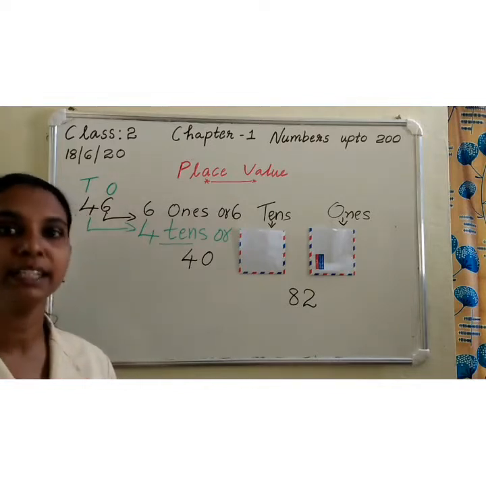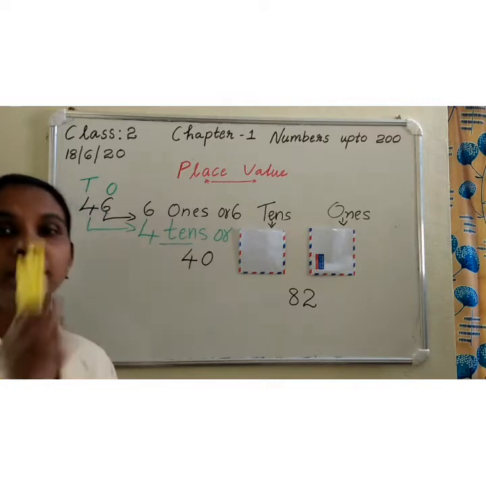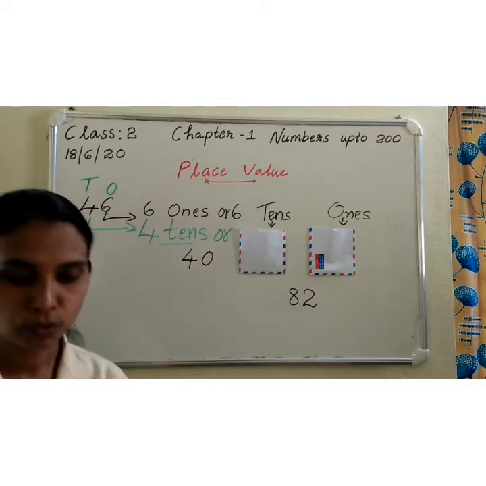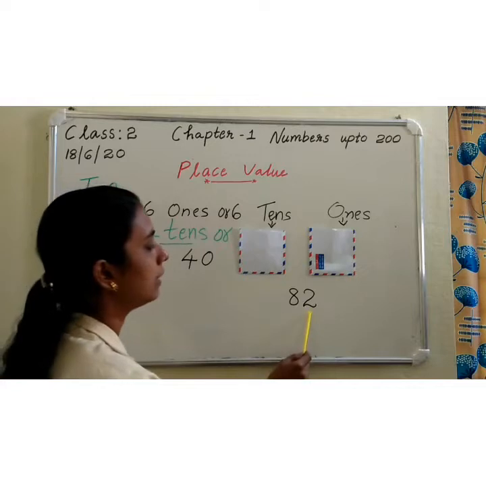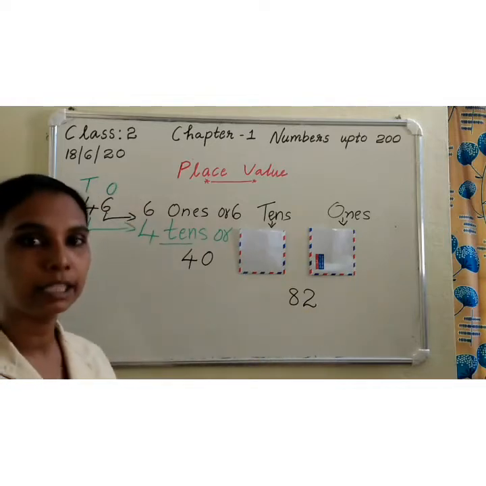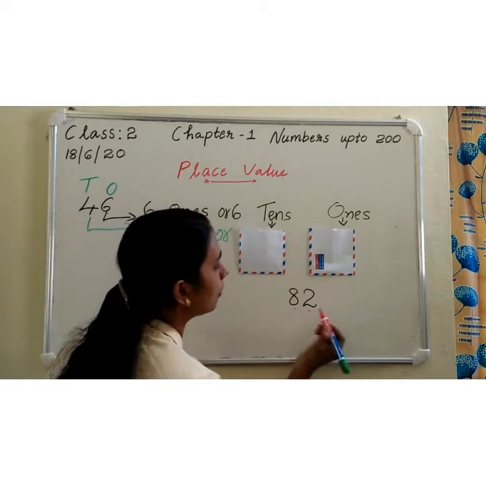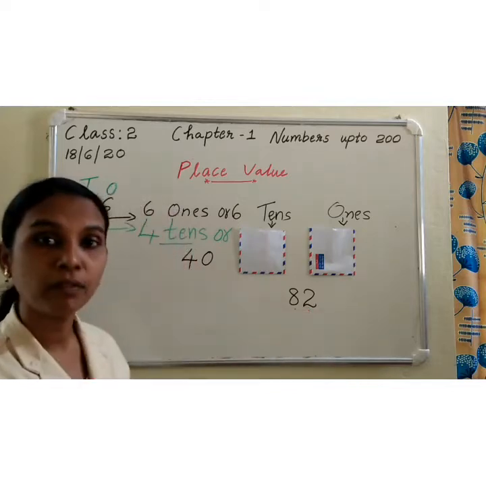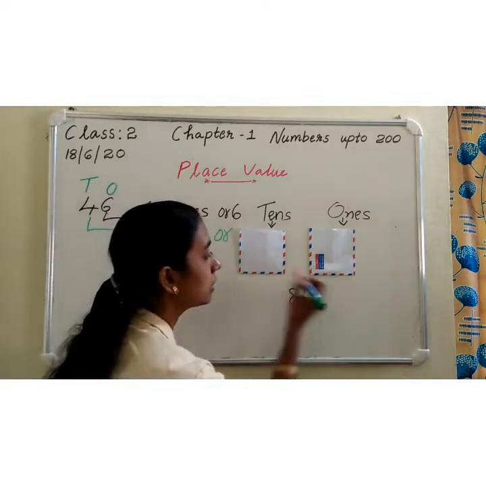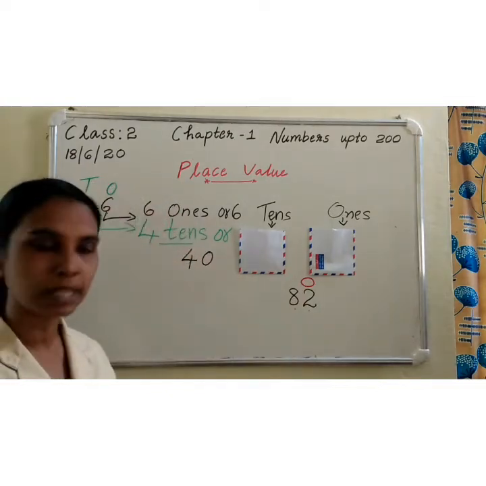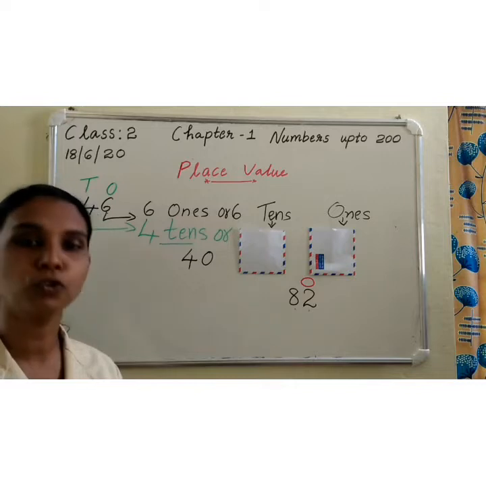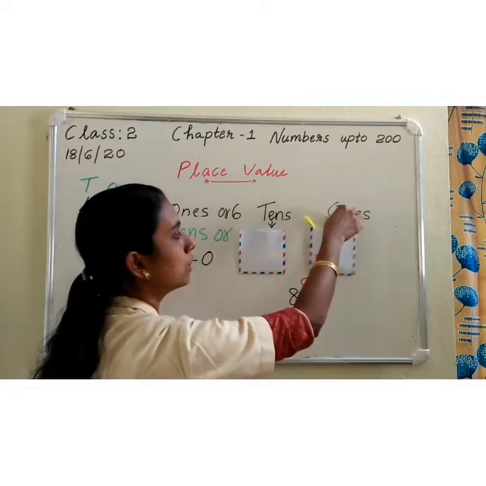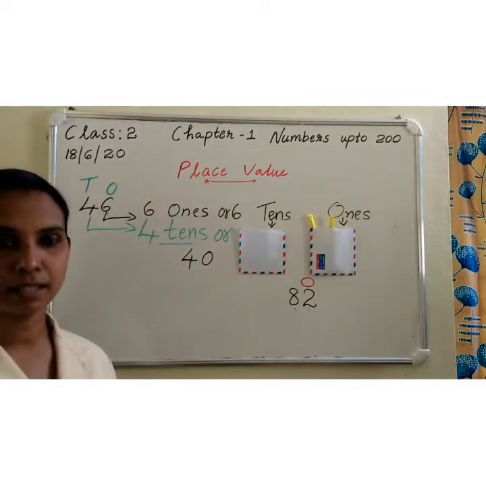For that, I am taking tens and ones. I have some ones and I have some tens. These are tens and these are ones. So, first, how many ones are there in 82? Two ones. Which place? The ones place. So, you put two ones in the packet of ones. One, two. There are two ones.